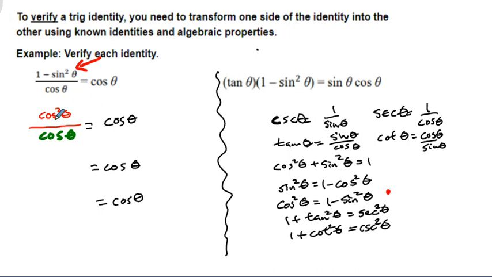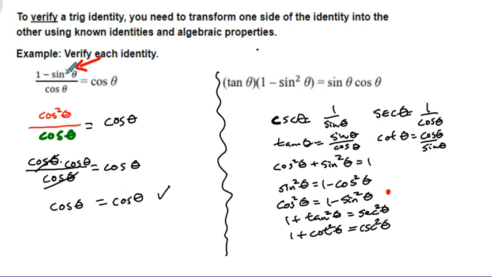All right, and so because of that, take a look at this. Cosine squared theta can be written as cosine theta times cosine theta, because it's two of them. We put it over 1 cosine theta, and then you get this really cool thing where they cancel. And when you get to the point where one side equals the other side and they look exactly the same, that's when you know you are done.